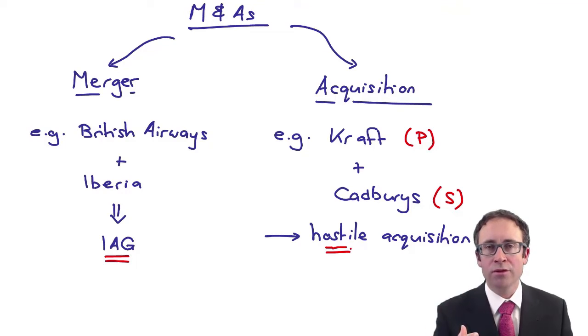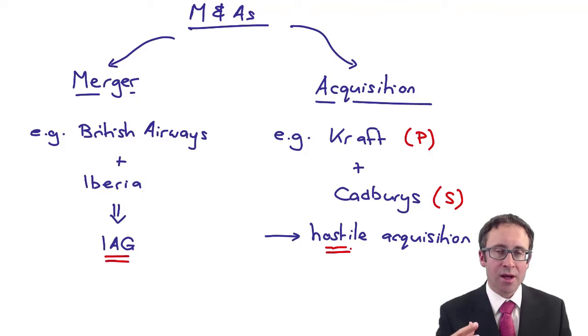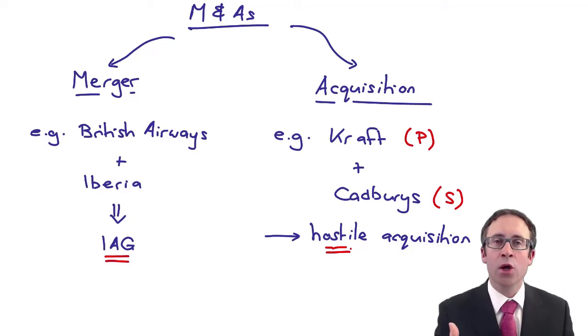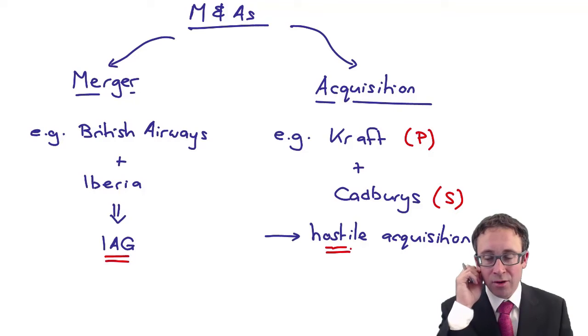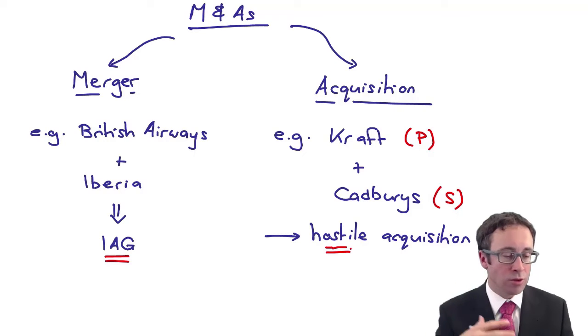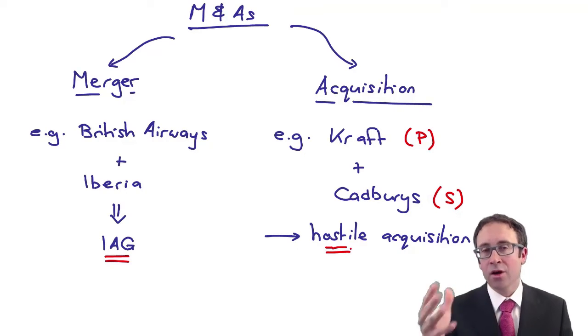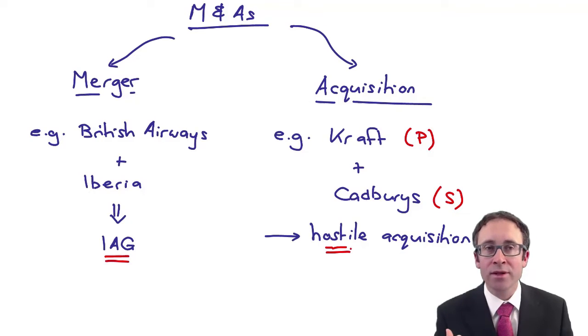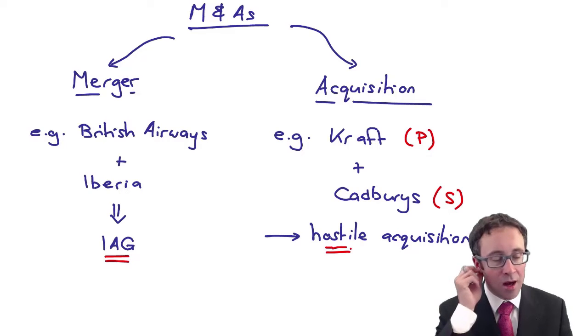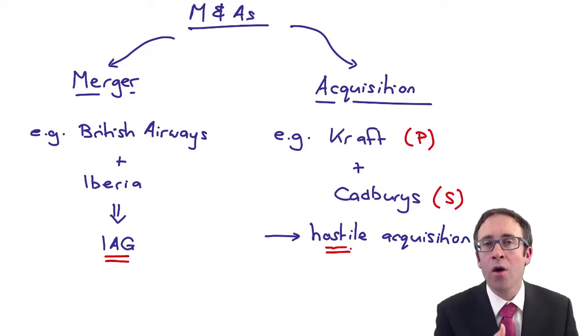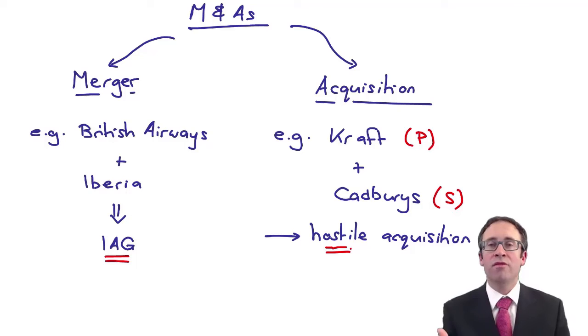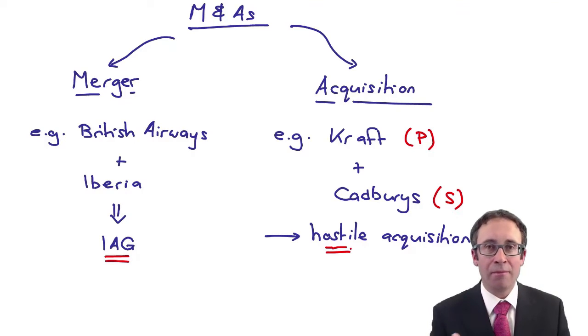It is just whereby Kraft made an approach to the shareholders of Cadbury's, but the directors of Cadbury's did not want to be taken over by Kraft. The reason may be that they thought the offer was unattractive. So Kraft were undervaluing Cadbury's, which doesn't reflect well on the directors of Cadbury's. Also, maybe there were other bidders preferred by the directors. Maybe they would have wanted somebody else to take them over.